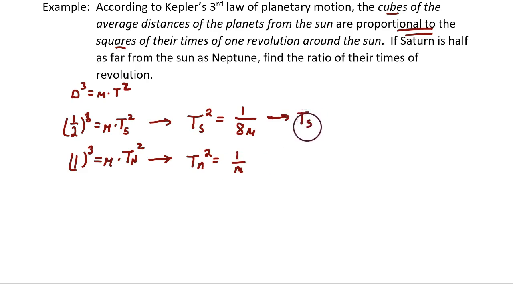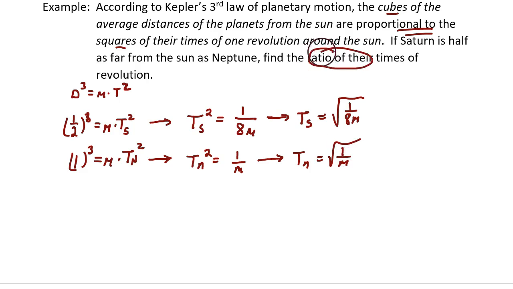Next, we can get the time of Saturn to revolve around the sun alone by removing the exponent of 2 using square root. So this becomes the square root of 1/8m. For the second equation, we can get the time for Neptune to revolve around the sun alone by doing a square root. We get the square root of 1/m. Then we can create a ratio of the times by dividing this time by this time. Time for Saturn compared to the time for Neptune is equal to this square root divided by this square root.